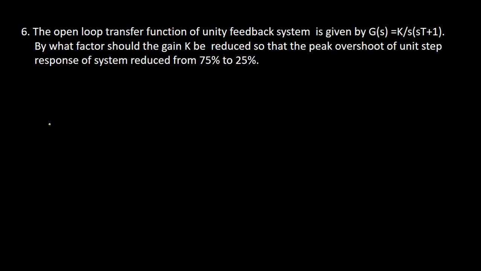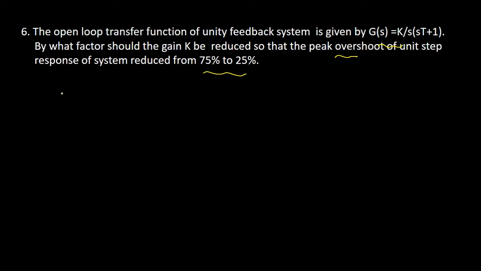In this lecture, we are going to solve the sixth question related to second order control system. The question is: the open loop transfer function of a unity feedback system is given by G(s) = K divided by s(sT + 1). By what factor should the gain K be reduced so that the peak overshoot of the unit step response of the system reduces from 75% to 25%?